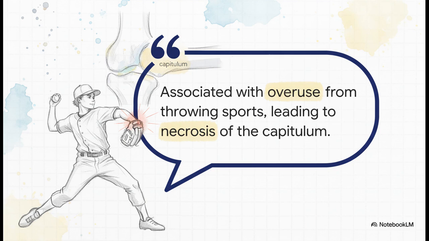So what's the deal here? It's all about repetitive microtrauma. That little capitulum in a growing kid just has a really delicate blood supply. All that stress from throwing puts pressure on it, compromises the blood flow, and bam, necrosis. It's a perfect example of an osteochondrosis.